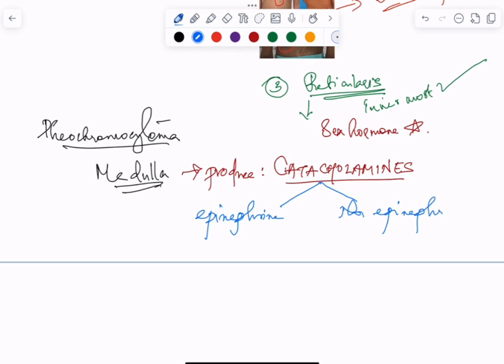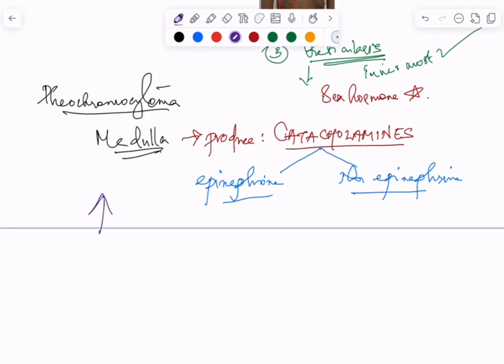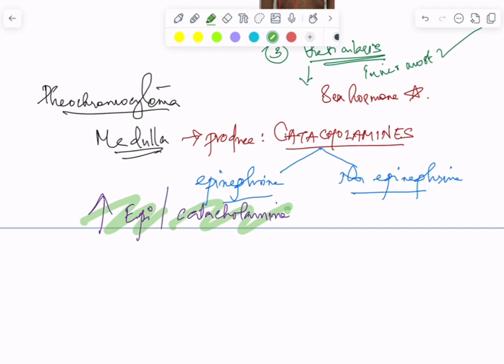Here, the problem is the medulla is producing an excess amount of catecholamines or epinephrine. This will increase our sympathetic system. Sympathetic system means the heart rate will increase. Everything is increased. The sympathetic is running mode. Like when we are running, what happens in our body is all happening by the sympathetic nervous system. And here, the increased epinephrine will lead to increased sympathetic system.